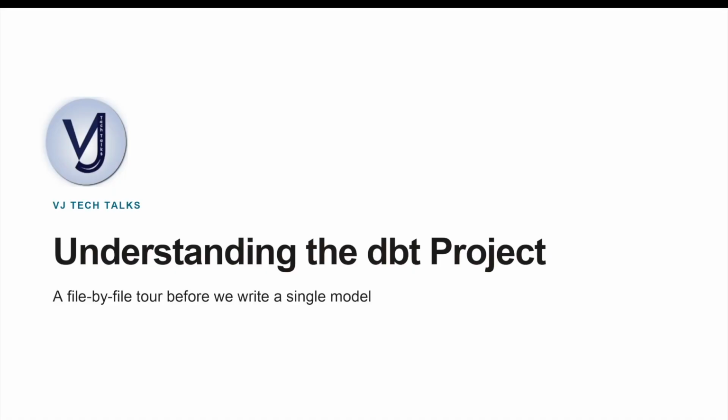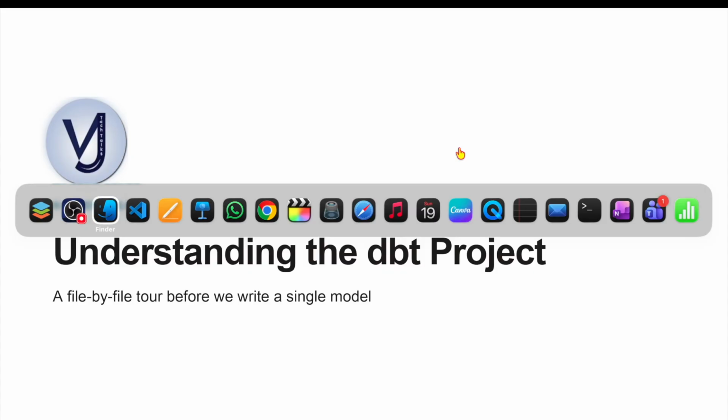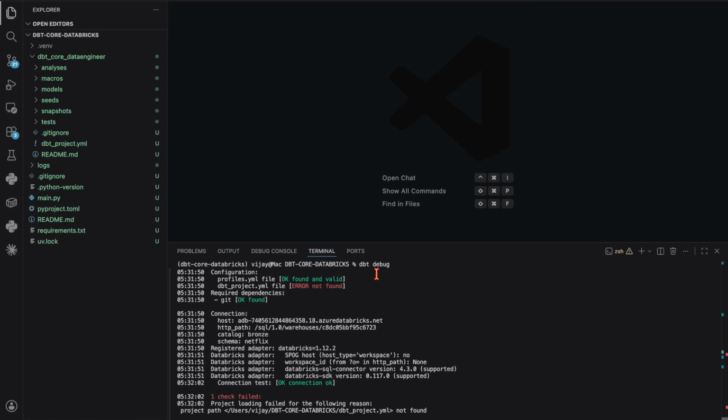Let's get started. As you know, in the previous session, we executed the dbt debug command. Let me show you. Here we go. If you look here, everything was successful. Whatever was required, the profile.yml file was found. Everything was a success, except that the dbt_project.yml file is missing.